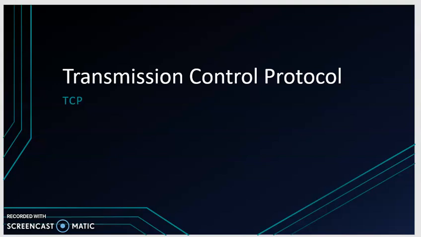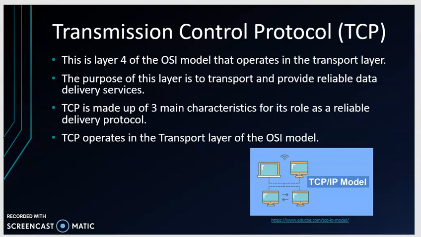I have decided to do my presentation over the Transmission Control Protocol, also known as TCP. The Transmission Control Protocol is layer 4 of the OSI model that operates in the transport layer. The purpose of the layer is to transport and provide reliable data delivery services. I believe this is one of the most important protocols that we go over.